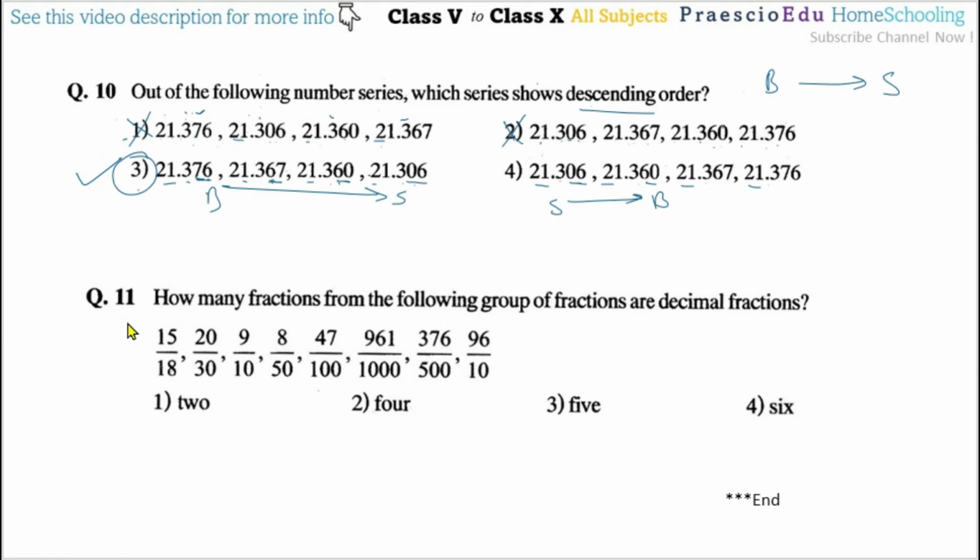Now question number 11. How many fractions from the following group of fractions are decimal fractions? Decimal fractions mean in a denominator there should be 10, 100 or 1000, or in terms of 10. So now here 10, so this is the 1, then here 100 means this is the second, this is the third, and this is the 4. So total 4 fractions. 4 fractions means option number 2 is the correct one.